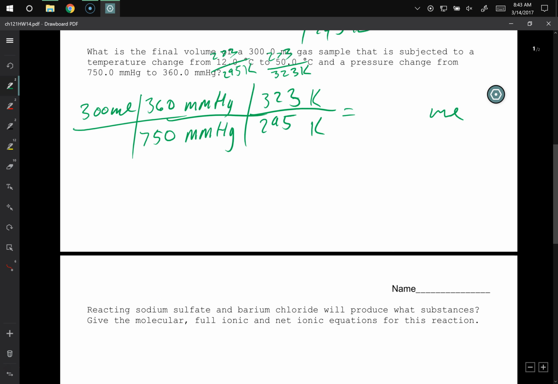So now my milliliters cancel out, my Kelvins cancel out. And so I've got 300 times 360 divided by 750 times 323 divided by 295. I get 158 milliliters. So it looks like the pressure was more important in this particular case. There was a pretty dramatic pressure change and a very small temperature change, so this thing ended up getting smaller.